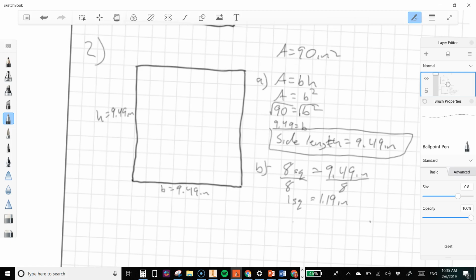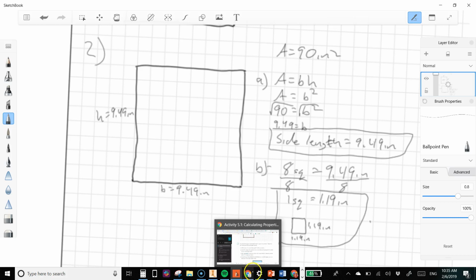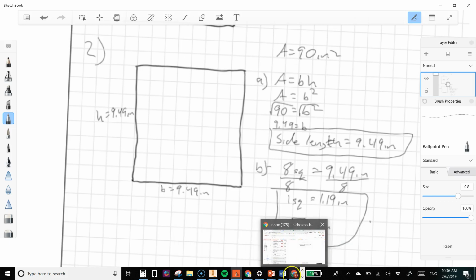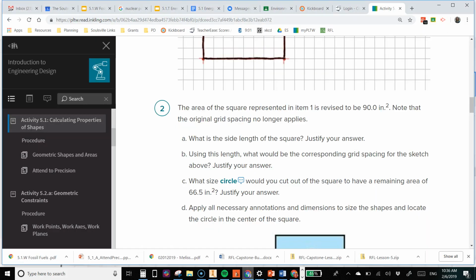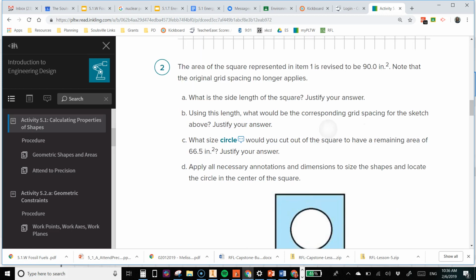And I like to do this in a physical representation. So I will say 1.19 inches by 1.19 inches. And that is my answer for B. Moving on to C, what size circle would you cut out of the square to have a remaining area of 66.5 inches squared? Justify your answer.